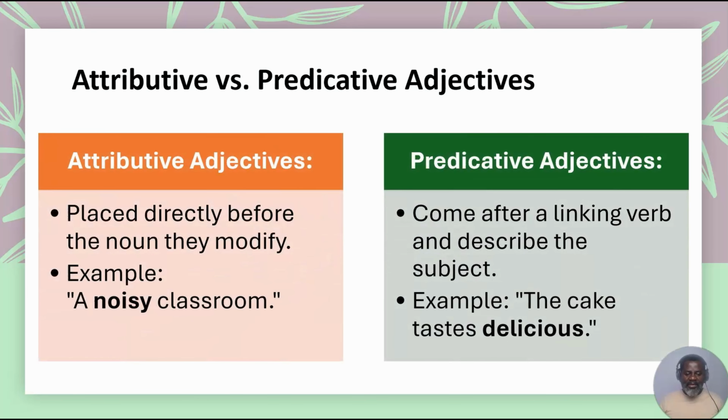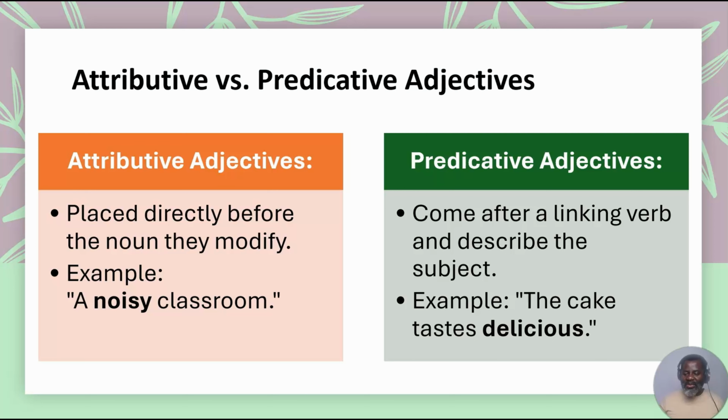Let's now look at attributive and predicative adjectives. Attributive adjectives are placed directly before the noun that they modify. For example, a noisy classroom. We can see that noisy is directly before classroom because noisy is describing it. We can also say beautiful girl, right? Beautiful is close to girl, which it is modifying.